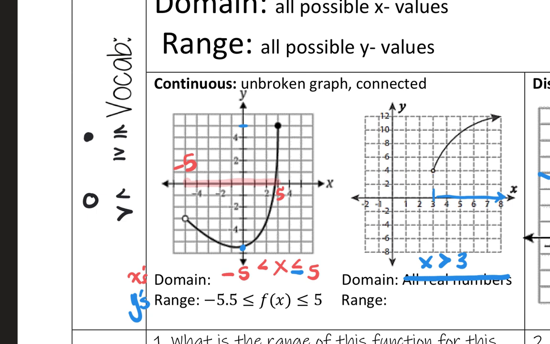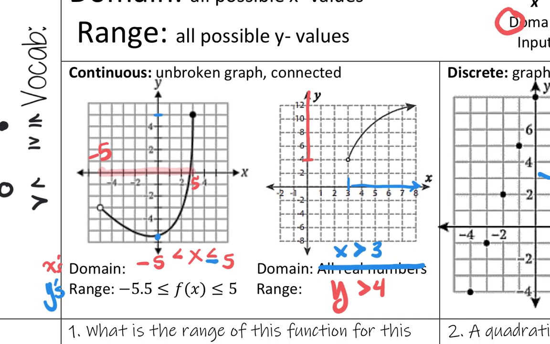4? So it's going to be at 4, and is it going to increase or decrease? Increase. All right, so your y's are going to get greater than 4. Should I put an equal sign on the 4? No, because it's an open circle. All right, so just remember, domains are x's, ranges are y's.